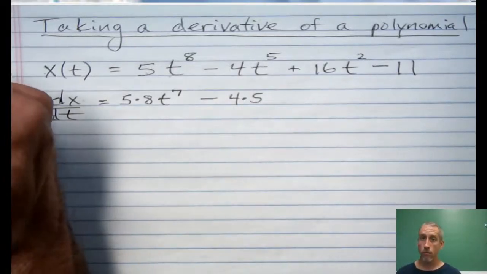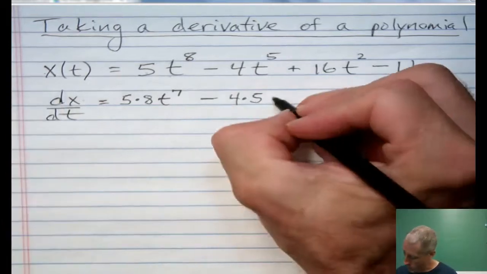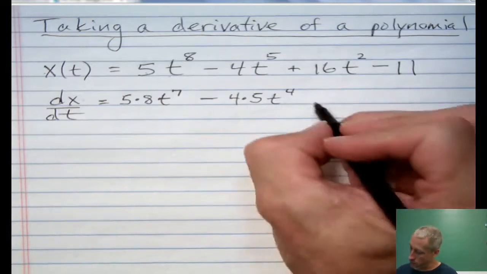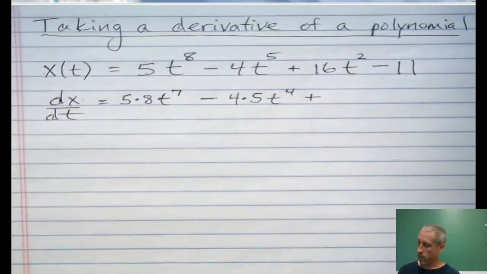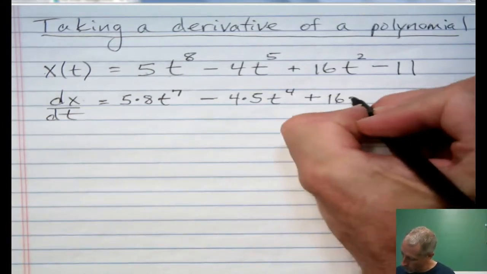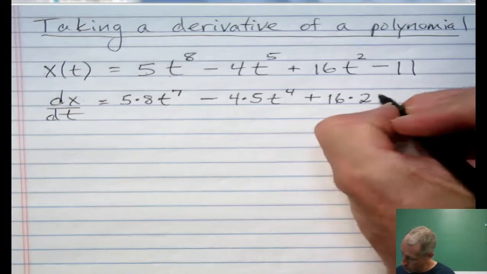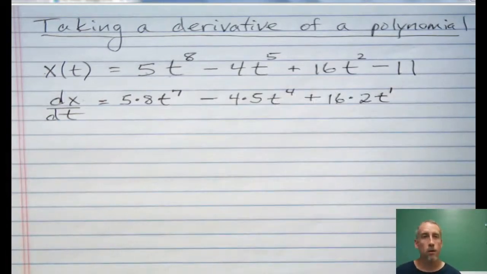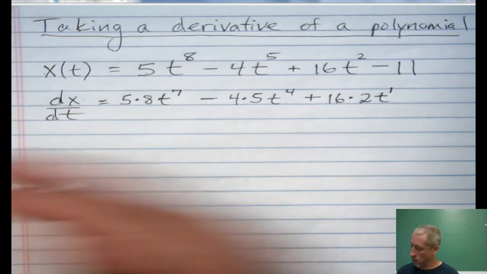So instead of raised to the 5th, we're going to be raised to the 4th. So t to the 4th. And then in a similar way, we do this other term here. I'm going to add that term. So instead of 16t squared, we're going to have 16 times 2t to the 1st. And I typically wouldn't write a power of 1, but I'll do that again as you're learning how this works.